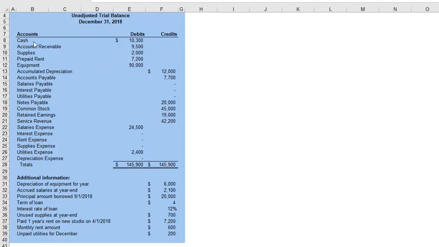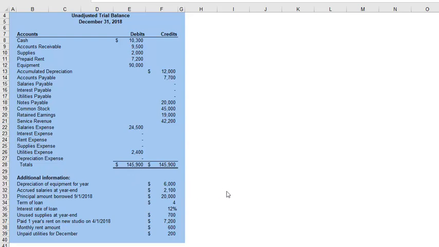We are looking at some of their debits, which include their assets here. Accumulated depreciation is a contra asset. We have liabilities here. Come down here. Some common stock, which falls under our owner's equity. Some revenues here and some expenses. Those are all going to be on the income statement.